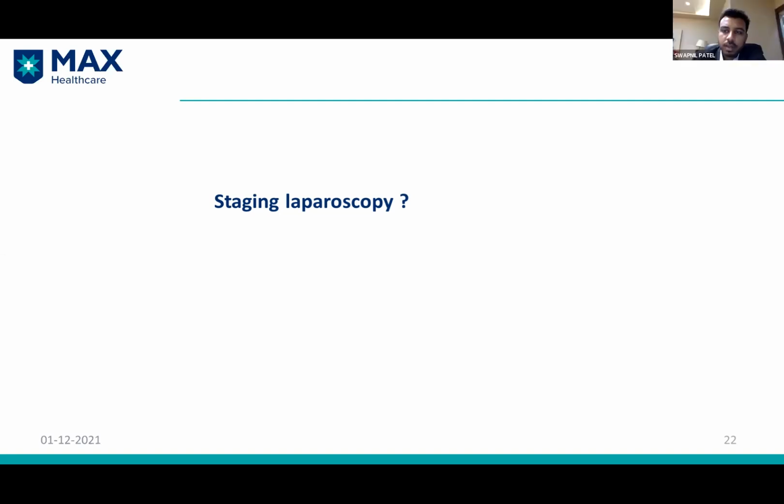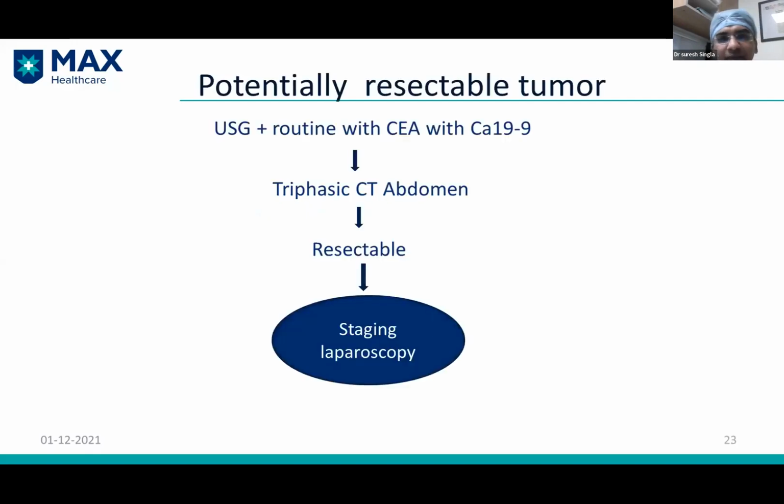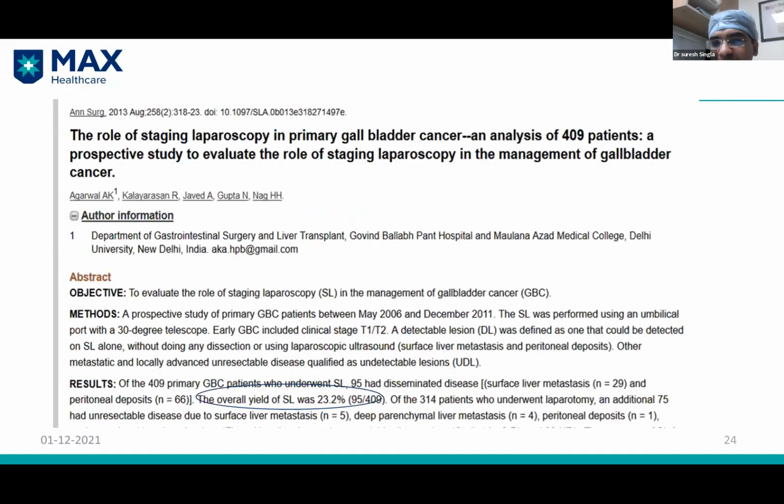We do put in a scope as a routine prior to proceeding with resection, because various series have shown numbers ranging from 15 to 20%, even 25%, where futile laparotomies could be avoided when a patient is taken up for a gallbladder resection. I think staging laparoscopy is a definitive step while managing GBC. As we have seen, various papers have shown that it has altered the management of cases of GBC, especially patients who have unresectable or disseminated gallbladder cancers.